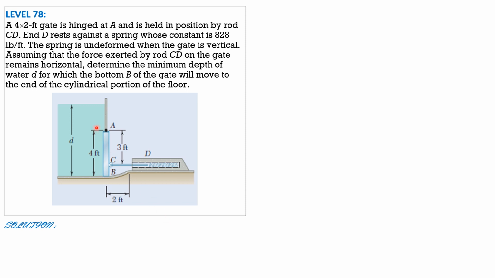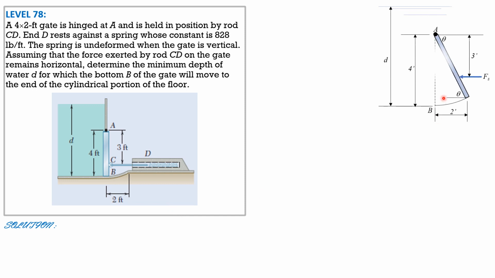So let's draw the gate that is now rotated so that B is now moved in this position, but the length or height of the gate remains 4 feet as shown. So this is the depth. This is now the rotated gate when the bottom moves in this cylindrical portion, so 2 feet horizontally. Then let's call this theta. This is also theta. Then cosine of theta is 2 feet divided by 4, because this is the 4-foot hypotenuse. So theta therefore is equal to 60 degrees.